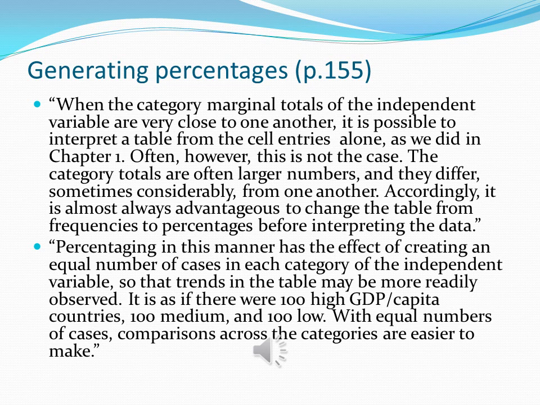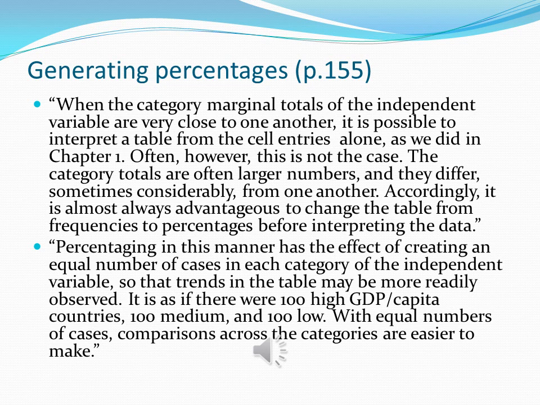Again, I'm reading this from your textbook, Sirkin, page 155, generating percentages. When the category marginal totals of the independent variable are very close to one another, it is possible to interpret a table from the cell entries alone, as we did in Chapter 1. Often, however, this is not the case. The category totals are often larger numbers, and they differ, sometimes considerably, from one another. It is almost always advantageous to change a table from frequencies to percentages before interpreting the data.